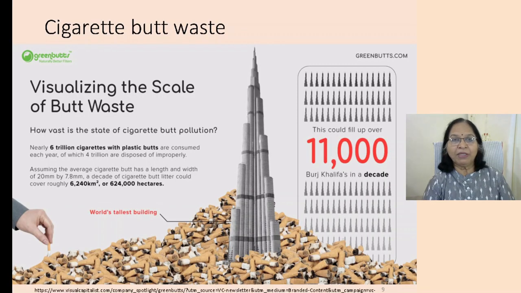This is an interesting picture of how cigarette smoking is harmful to the environment. 6 trillion cigarettes with plastic butts are consumed each year, of which 4 billion are disposed of improperly. Assuming the average cigarette butt has a length and width of 20 mm by 7.8 mm, a decade of cigarette butt litter could cover roughly 6.24 square kilometers or 624,000 hectares. It also gives an example comparing that it could have filled up 11,000 Burj Khalifas in a decade.